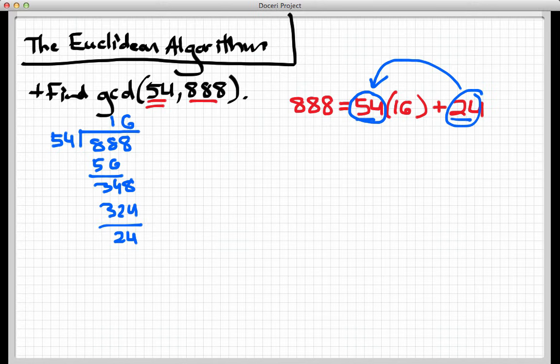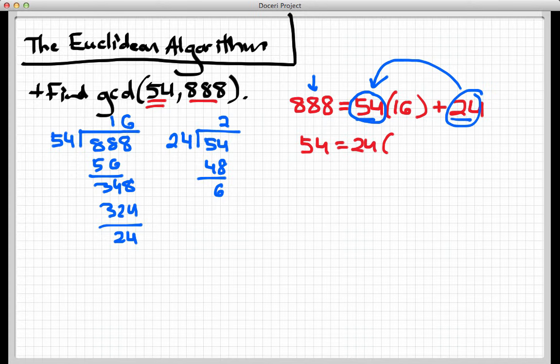So the role of 888 is now going to be played by 54, and the role of 54 is now going to be played by 24. So I'm going to create another long division problem where I take 24 into 54 and see what I get. Now this is going to be a lot easier because the numbers are smaller. 24 goes in twice, with a remainder of 6. Now I'm going to write that over here on the second line as 54 equals 24 times 2 plus 6. So again, what happened is the 54 kind of shifted over to here, and the 24 kind of shifted over to here.